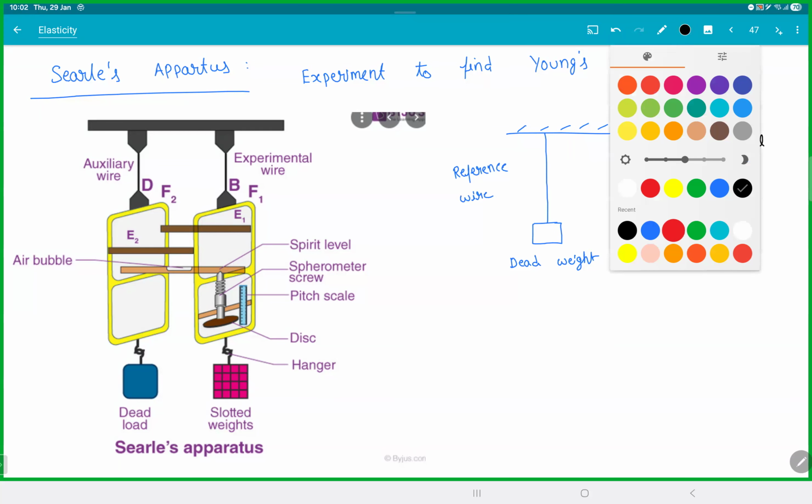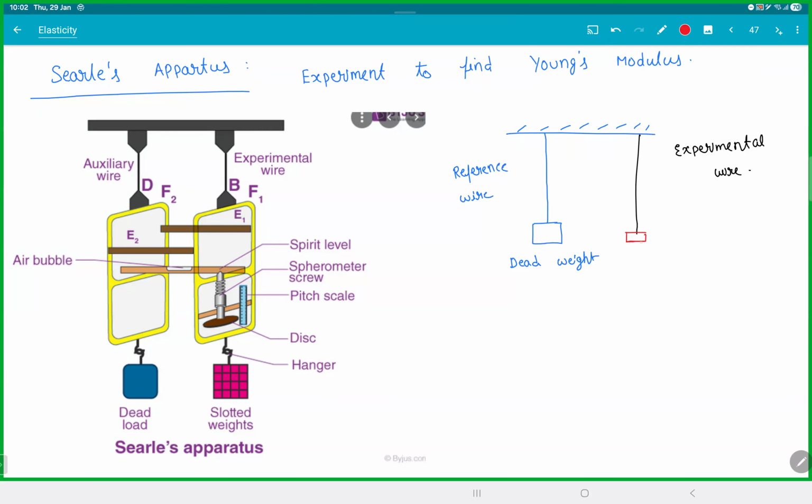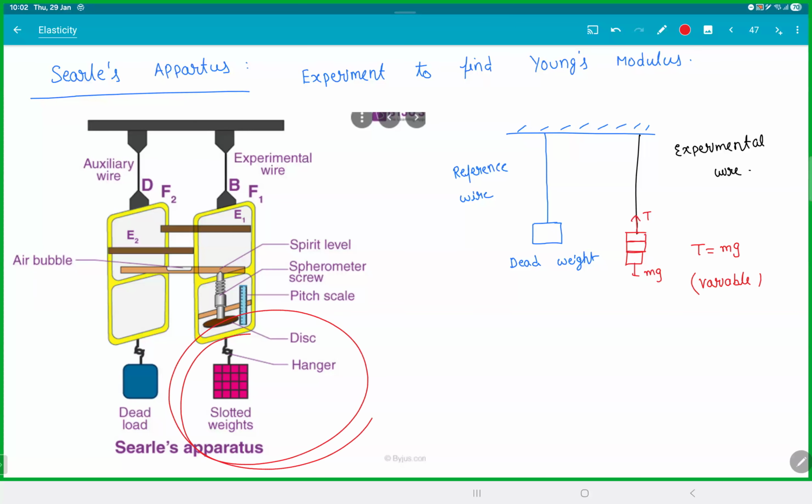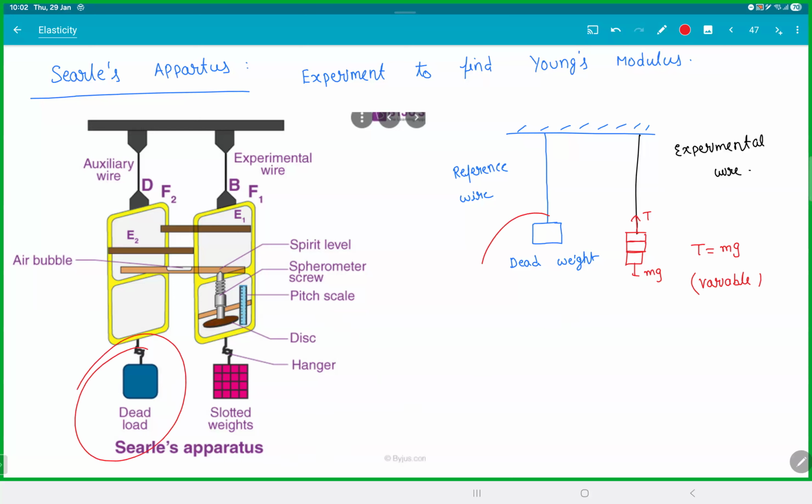Now on this wire, you attach some weights. So we have weights which can keep varying. This is tension. This is mg. T is equal to mg, which is variable. So you can add and remove weights to change the tension. That is this one, slotted weights. It is written here. By adding and removing weights, you can change that. This left side is a dead load. This is the dead weight, which keeps the wire straight. The auxiliary wire is the reference wire, and this is the experimental wire. So this is where you connect the wire.